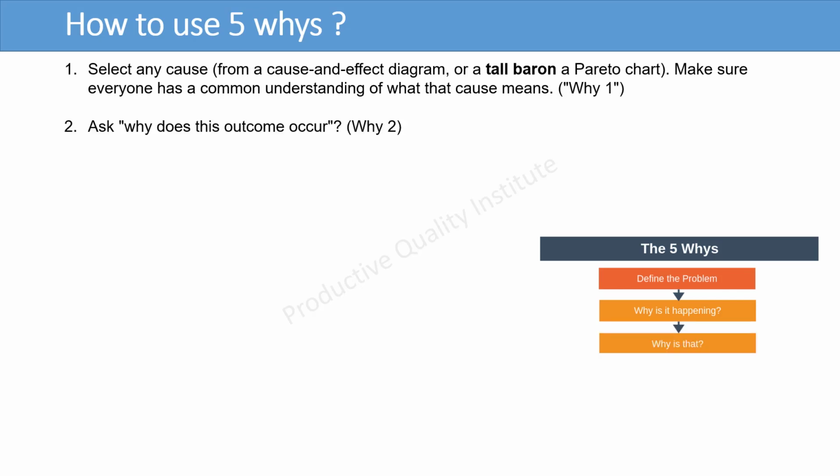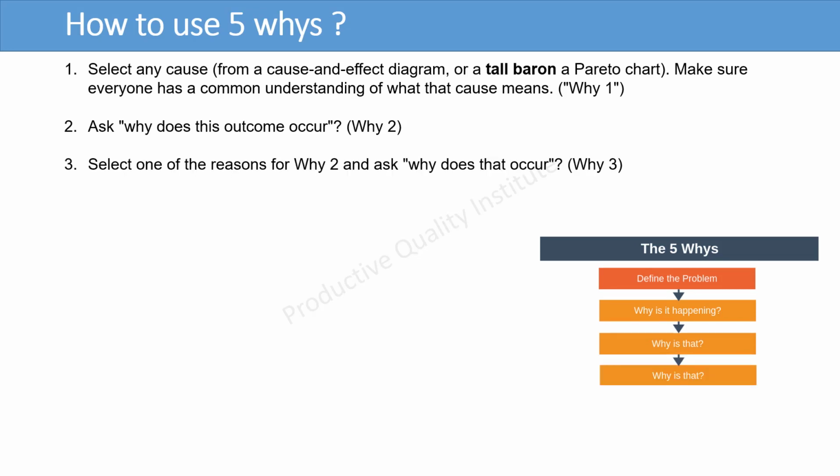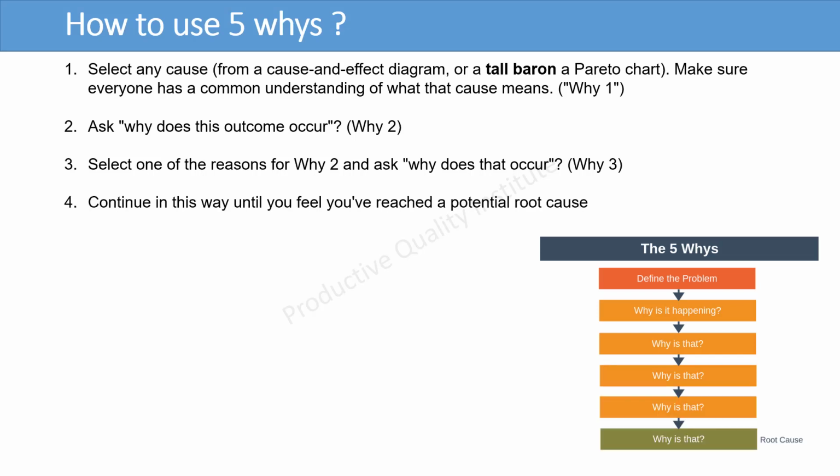2. Ask, why does this outcome occur? Why 2. 3. Select one of the reasons for why 2 and ask, why does that occur? Why 3. 4. Continue in this way until you feel you've reached a potential root cause.